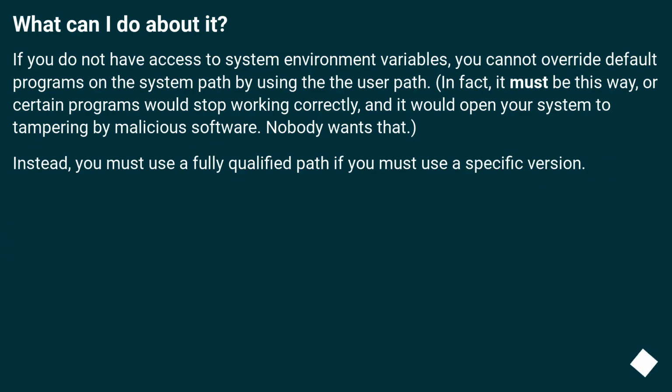What can I do about it? If you do not have access to system environment variables, you cannot override default programs on the system path by using the user path. In fact, it must be this way, or certain programs would stop working correctly, and it would open your system to tampering by malicious software. Nobody wants that. Instead, you must use a fully qualified path if you must use a specific version.